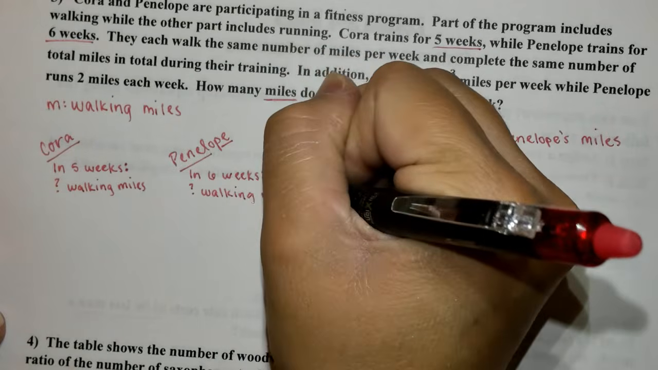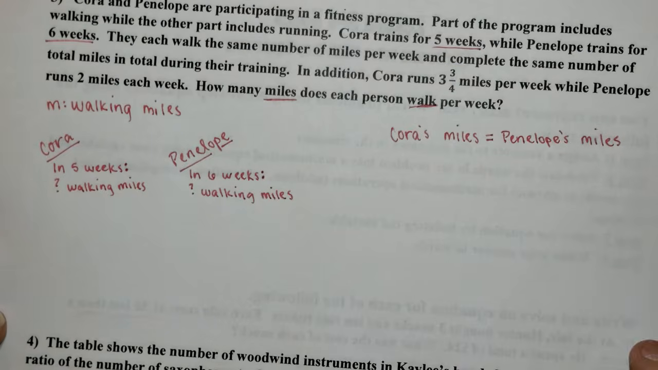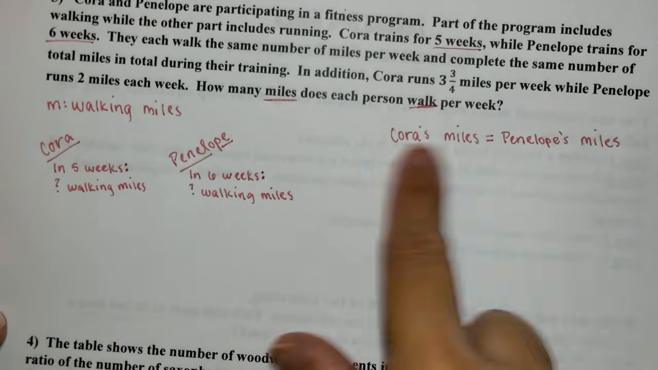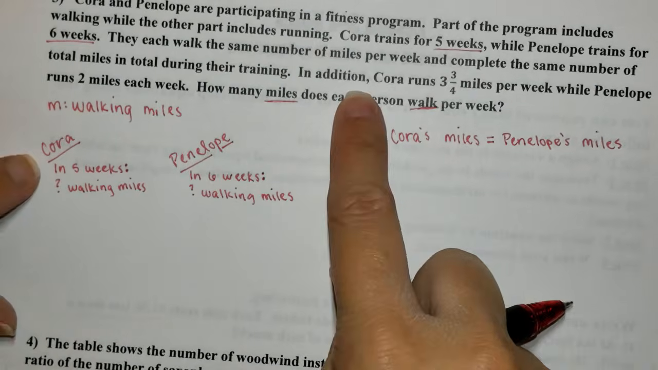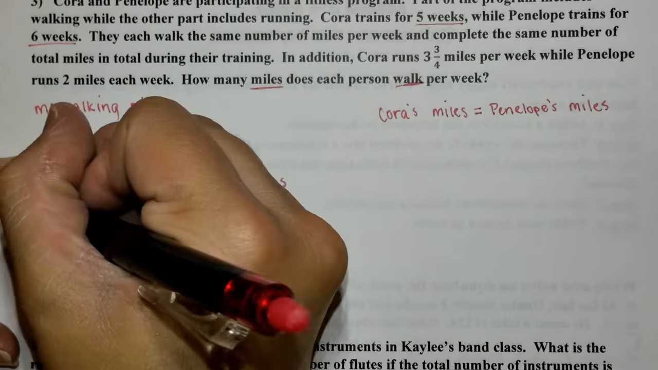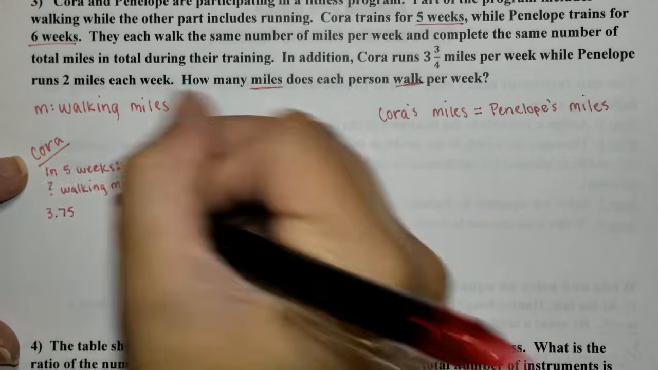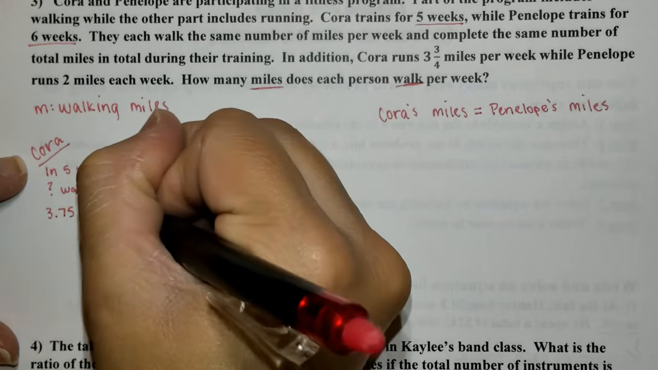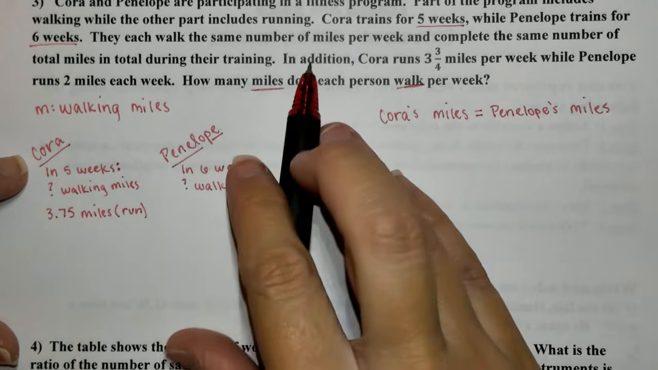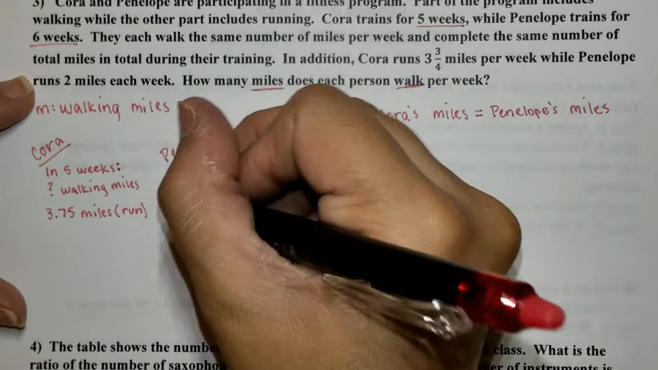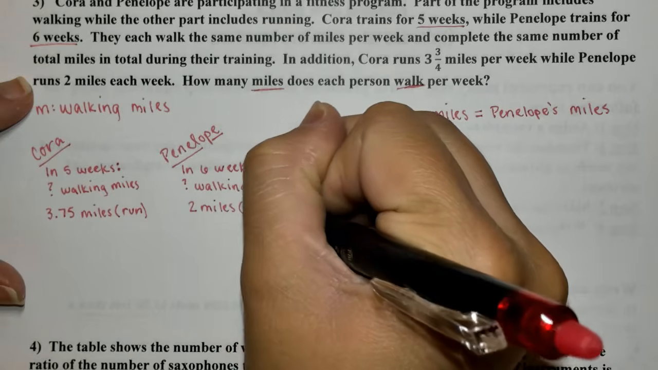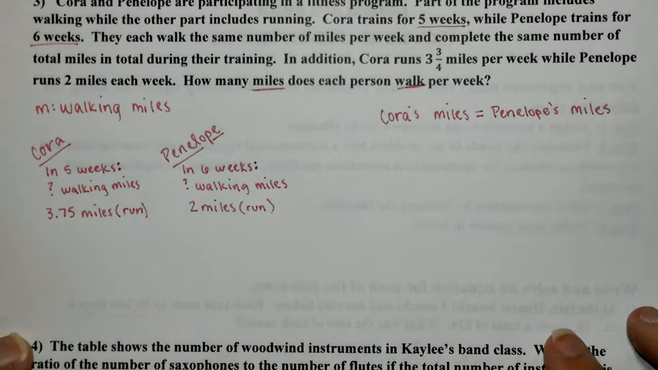Let's see how many miles they run. Okay, it says in addition, Cora runs 3 3/4 miles per week, so let's change that into a decimal. Say 3.75 miles are run. Either way. Okay, and then let's see, while Penelope runs 2 miles. So all together, they're going to run the same amount.